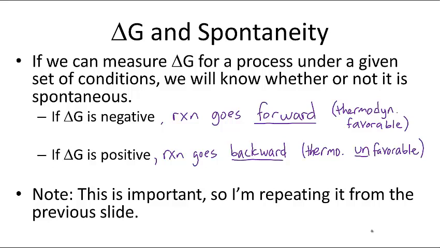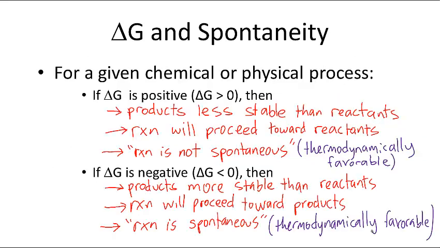So before break, we said delta G is this thing, and delta G tells us if a reaction wants to go forward or reverse. It tells us if a reaction is thermodynamically favorable or unfavorable.